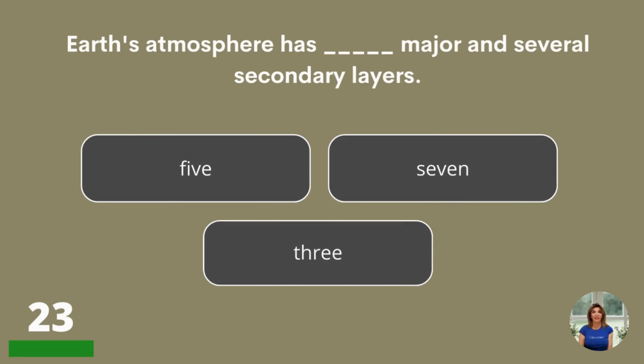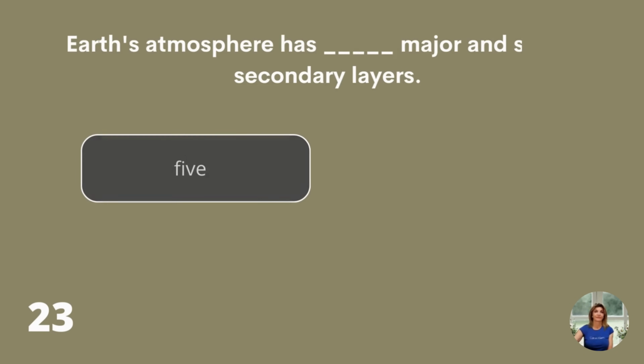Earth's atmosphere has how many major and several secondary layers? So we're looking for the major layers. 5, 7, or 3? 5.